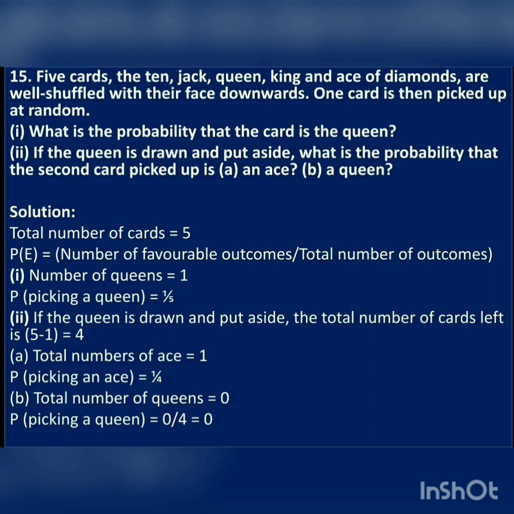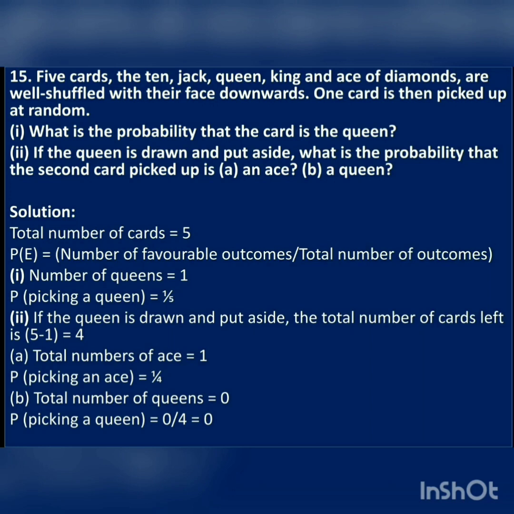Next, question number 15. In this question we have total 5 cards: 10, jack, queen, king, and ace, and all these cards are diamond cards. When one card is taken out, what is the probability that it will be a queen card? You can see out of 5, there is only one queen card. So its probability will be 1 over 5.